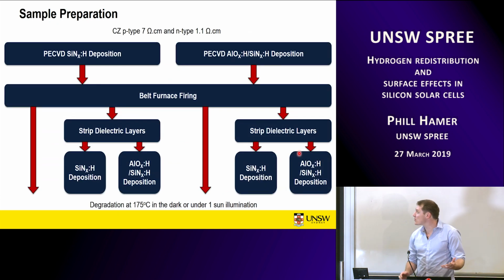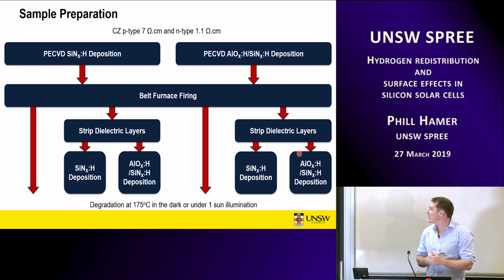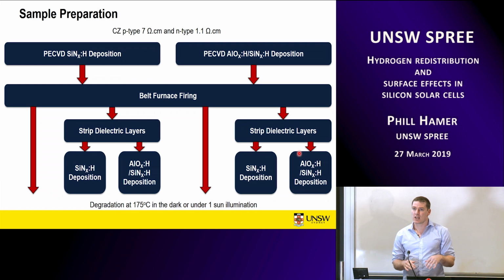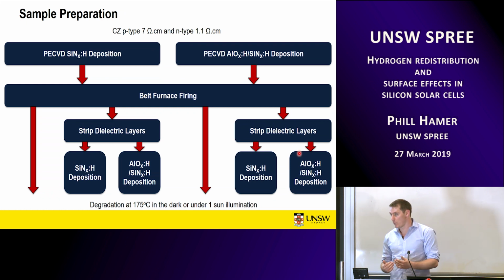So this is a breakdown of the splits of wafers I've done. We've got quite lightly doped P-type and 1.19 centimetre N-type with two different passivation schemes. So we have the nitride and the alox nitride stack, and we fired all the samples.